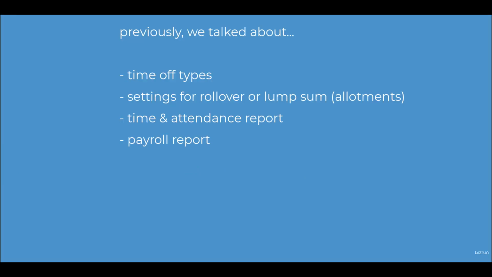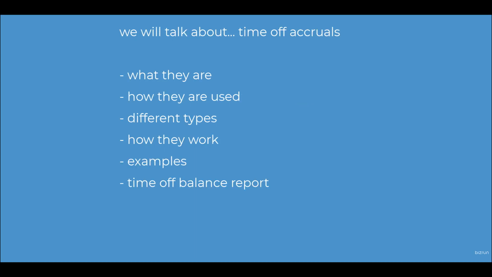In the last video, we talked about time off types, how to enable them, and set up any annual rollover or allocation policies when applicable. In these next few videos, we will introduce you to time off accruals, what they are, how they are used, the different time off accrual types, how each of them work, and a few examples of each of them in action and even working together to help manage your organization's leave and time off in BizRun.